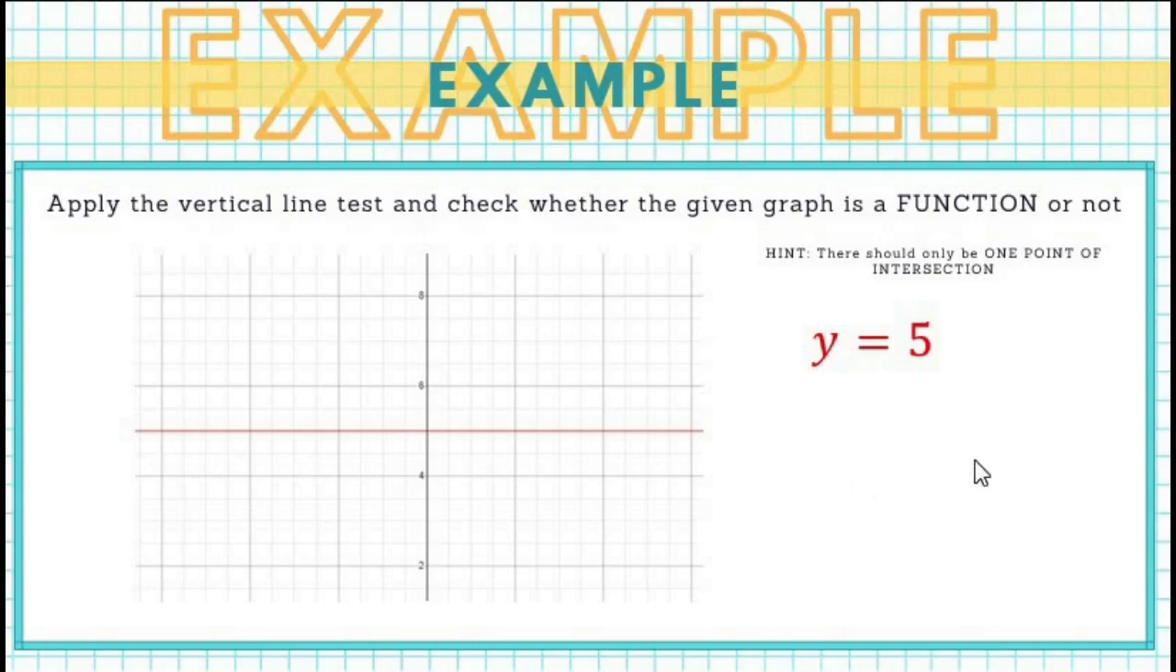So for this example, given is the graph of y equals 5, illustrated in this graph. So how do we do the vertical line test?